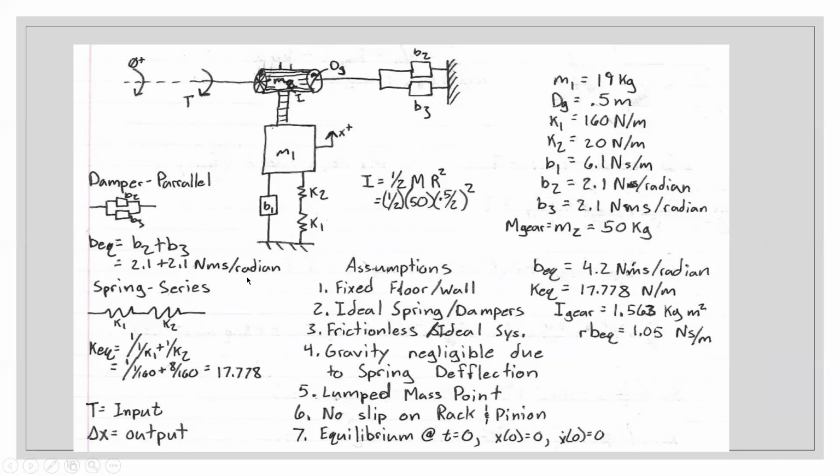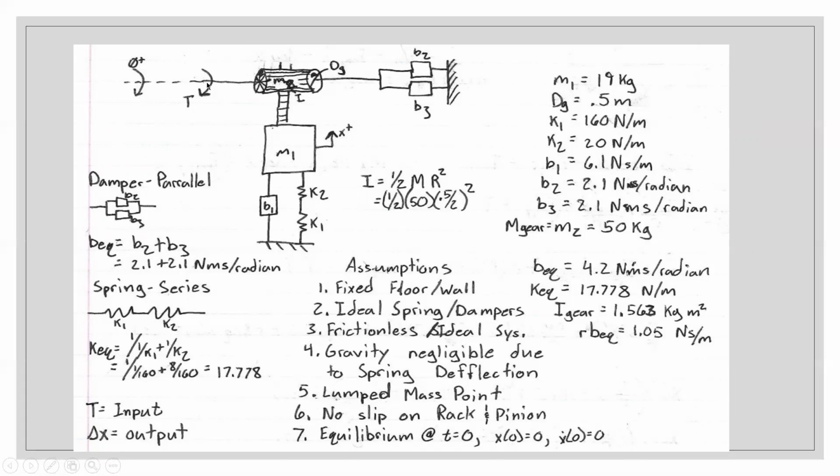So 2.1 Newton meter seconds per radian, we get 4.2. And then for springs in series, it's the addition of the reciprocals. And so this would be 1/Ke equivalent, but we went ahead and transferred it over to this side. That way we can just get our answer right off the bat. And after doing so, you get 17.778 Newton meters for the equivalent spring of the springs in series.